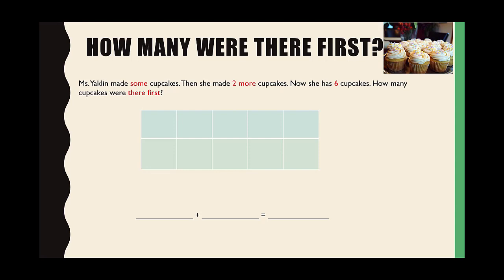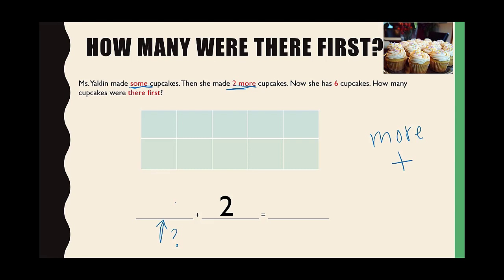Miss Yaklin made some cupcakes. So this is this number right here. We don't know what this number is. I made some cupcakes, just some amount of cupcakes. Then she made 2 more. So whenever you see the word more, M-O-R-E, this word usually tells us that we have to add. So when you see the word more in a word problem, it usually tells you that you have to add. So if we look at our plus sign, we had 2 more.